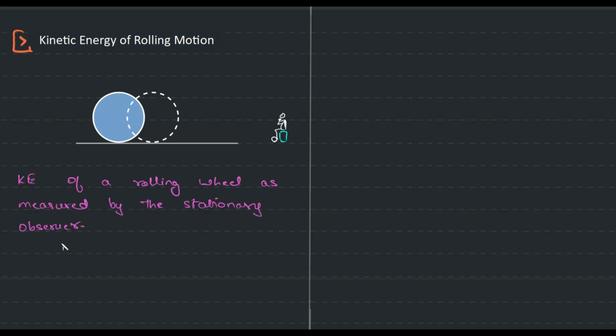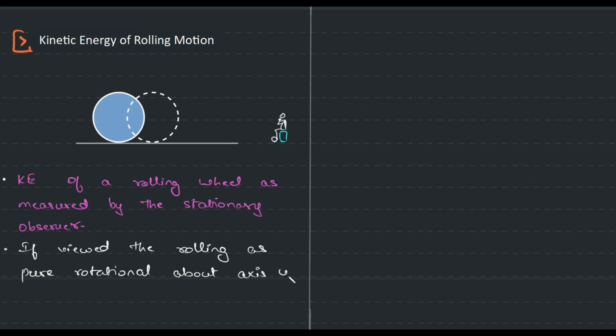Now, if viewed for an instant of time, the rolling as pure rotation about an axis via, say, a point P. So P is this. If I take this point P, you have seen the blurry photo, right? Point P looks to be stationary and everything else is moving forward, rotating.